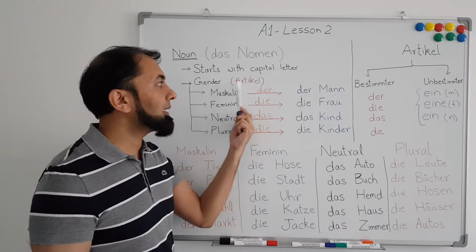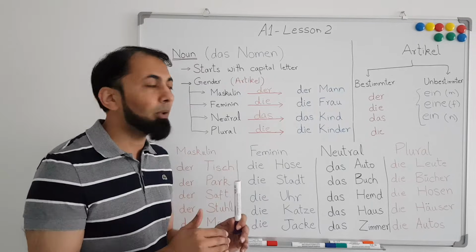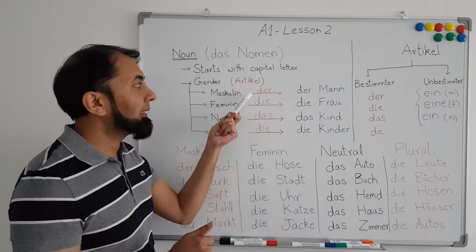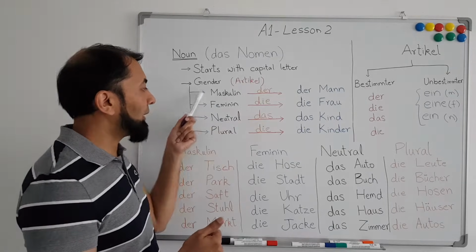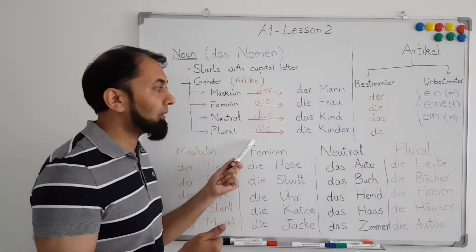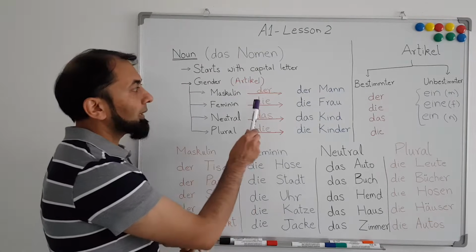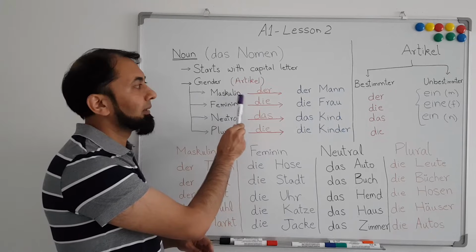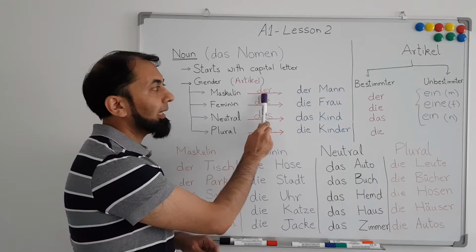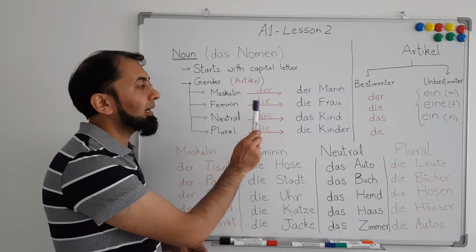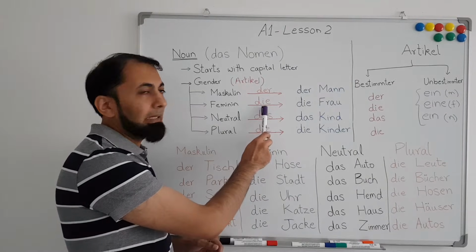Artikel, article in the German language. For every type of noun, there is one article. There are four types of articles, one for each type. So if the noun is masculine, the article of the noun will be der, D-E-R, der. If the noun is feminine, the article of the noun will be die.